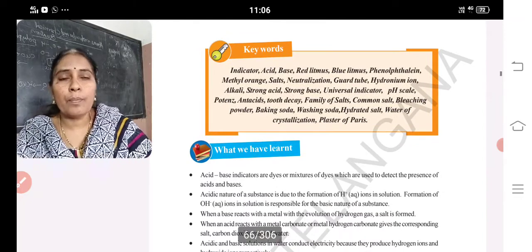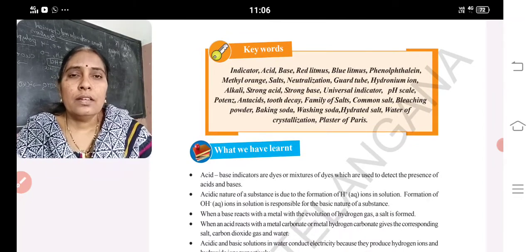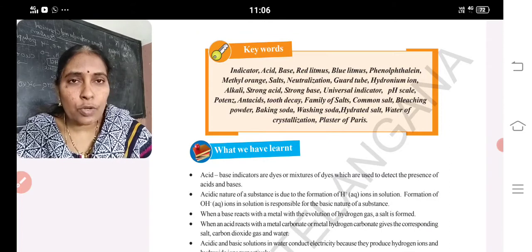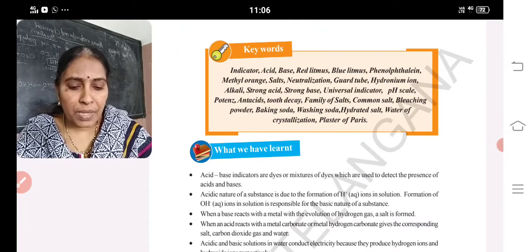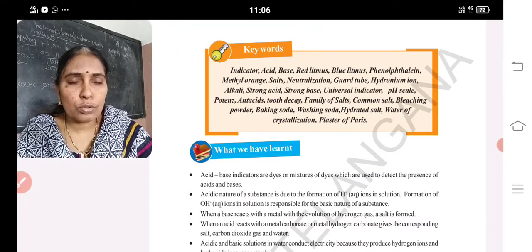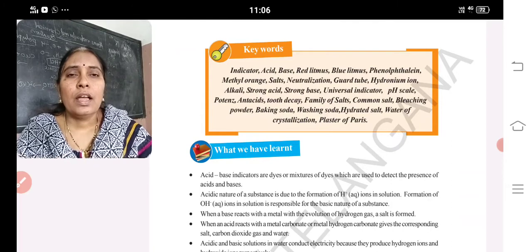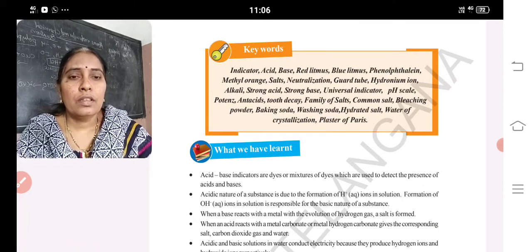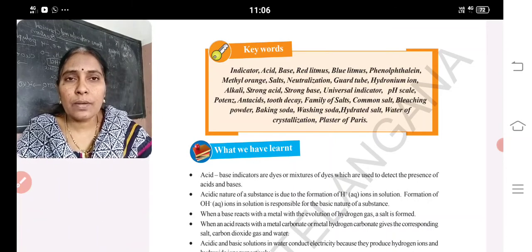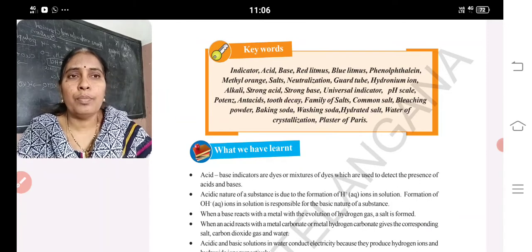Okay, with this we have completed acids, bases and salts. Neutralization, reaction of acids with carbonates and metal carbonates, reaction of acids with metals, pH value, pH in the digestive system, how you test the pH of a soil, how pH helps in aquatic life, uses of bleaching powder, washing soda, sodium carbonate, and plaster of Paris, gypsum. All these reactions are important.